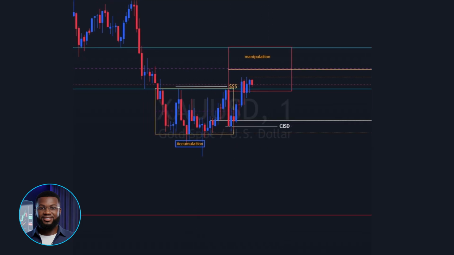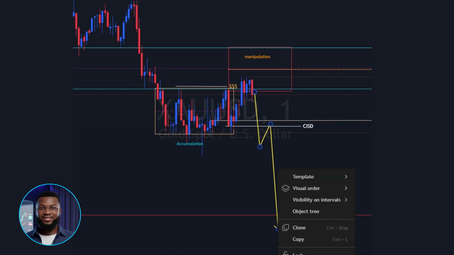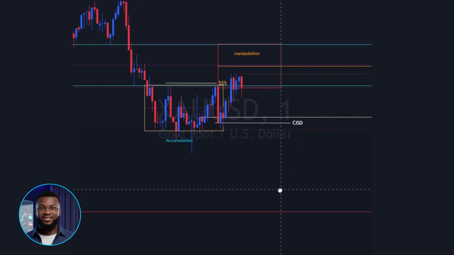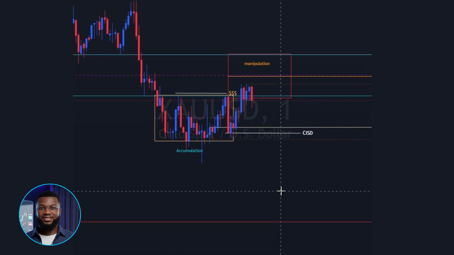As I said, we are still waiting for the manipulation leg, right? You can see the momentum, but we are still not convinced because price has not made a change in state of delivery. That's to give us the go ahead for the sell side. All right, so you're still in a move. Still on a move.